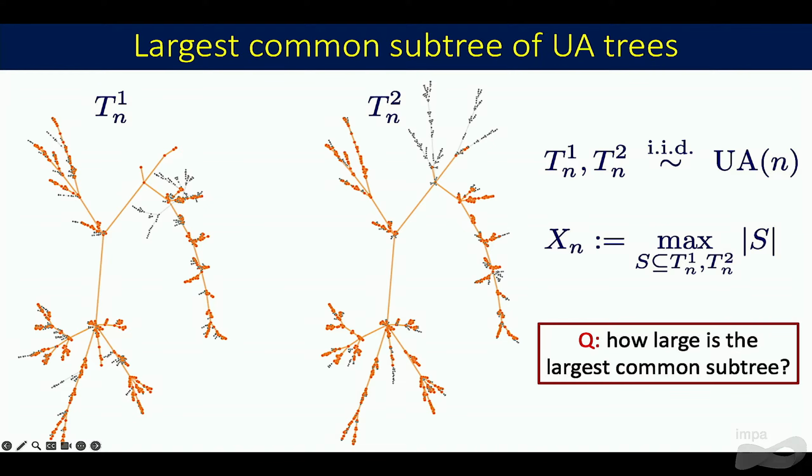OK, so we'll be considering the largest common subtree of uniform attachment trees. So here are two uniform attachment trees. And, well, a common subtree is just a tree that is a subtree of both of these trees. OK, so in this example, you have two uniform attachment trees, and this orange tree is a common subtree, and in fact, it's the largest common subtree. OK, and what we'll be interested in is what is the size of this largest common subtree.